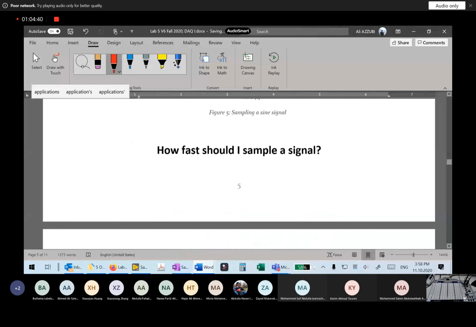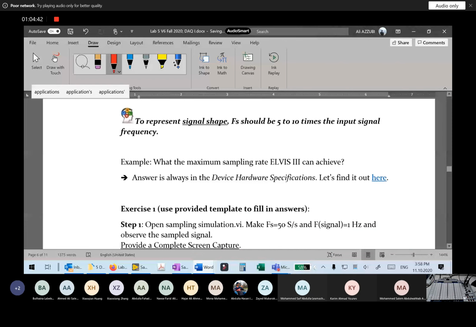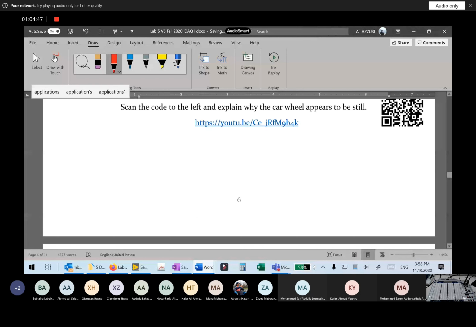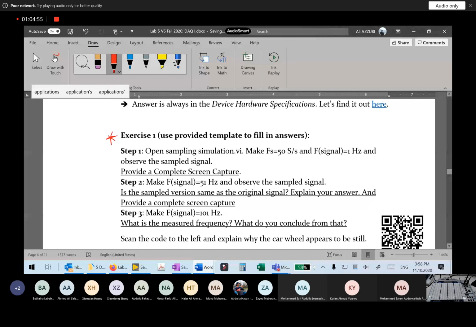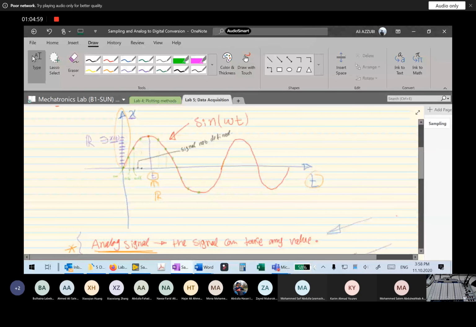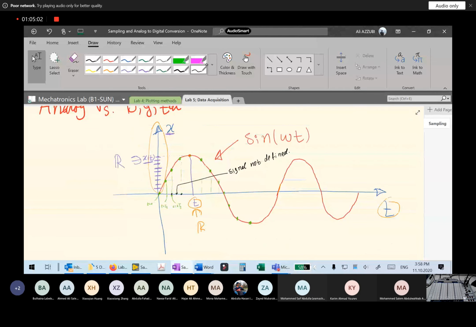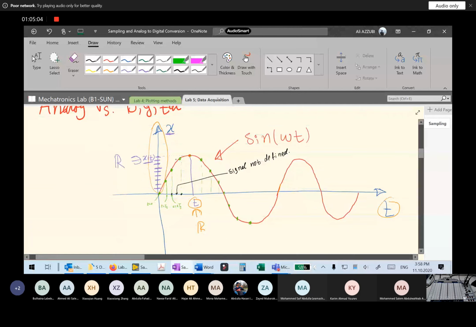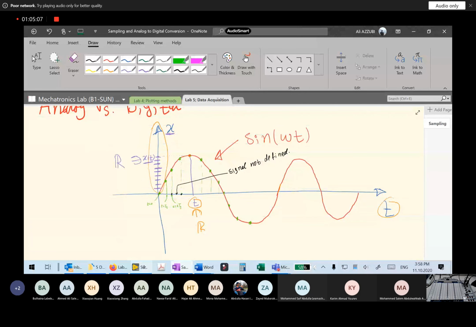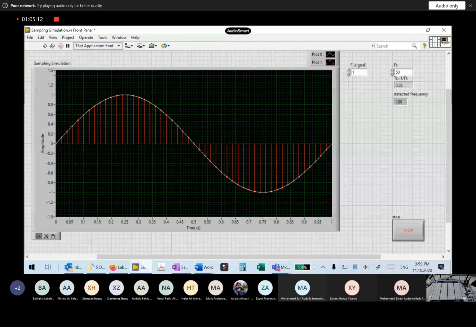Okay, so let's go to exercise number 1, page number 6. This exercise will simulate the action of sampling. You remember here we said I have a continuous signal and I am taking the value of that signal only at discrete values of time. We'll simulate this and see some phenomena that arise when you do this sampling.